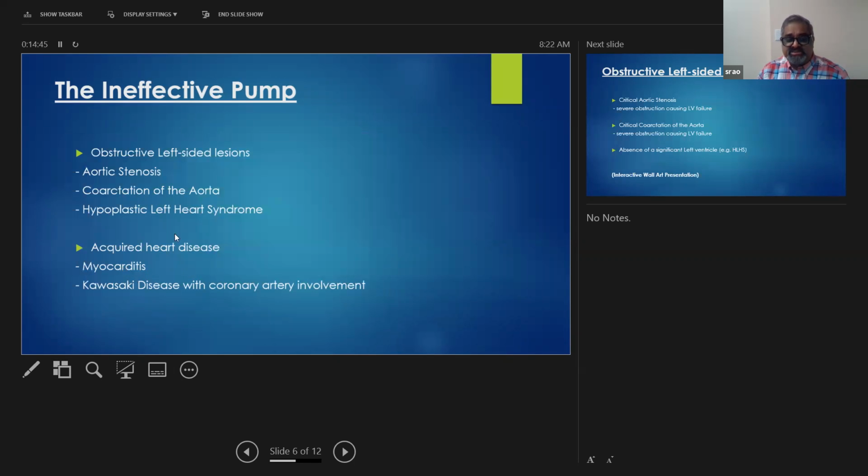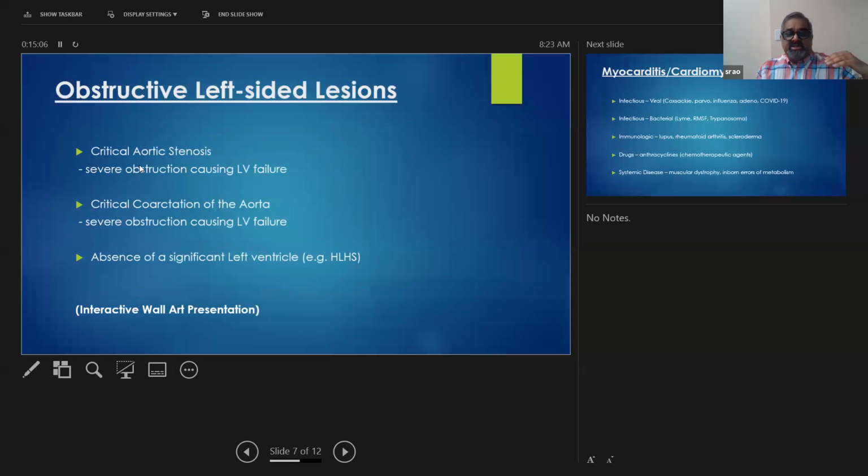And of course, the Kawasaki differentiators are going to be a little bit different in terms of how they present. In terms of obstructive left-sided lesions, you don't get the same swelling and congestive heart failure unless you get to a situation of what we call critical stenosis. You can have aortic stenosis without it being critical. The word critical means that you have failure of the left ventricle. So critical aortic stenosis causes LV failure. Critical coarctation causes LV failure. And of course, if you have absence of the left ventricle altogether, we call it hypoplastic left heart syndrome.